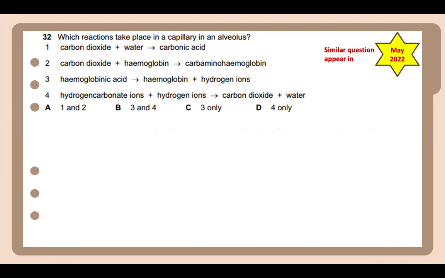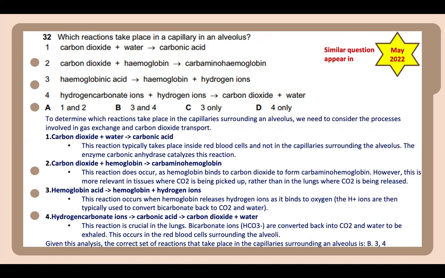Which reaction takes place in a capillary in alveolus? This is also a similar question, appeared in May 2022. To determine which reaction takes place in the capillary surrounding an alveolus, we need to consider the processes involved in gas exchange and carbon dioxide transport. First, carbon dioxide plus water produce carbonic acid. This reaction typically takes place inside red blood cells and not in the capillary surrounding the alveolus, and the enzyme carbonic anhydrase catalyzes this reaction. Second, carbon dioxide plus hemoglobin to produce carbaminohemoglobin. This reaction does occur as hemoglobin binds to carbon dioxide. However, this is more relevant in tissue where carbon dioxide is being picked up rather than in the lung where carbon dioxide is being released.